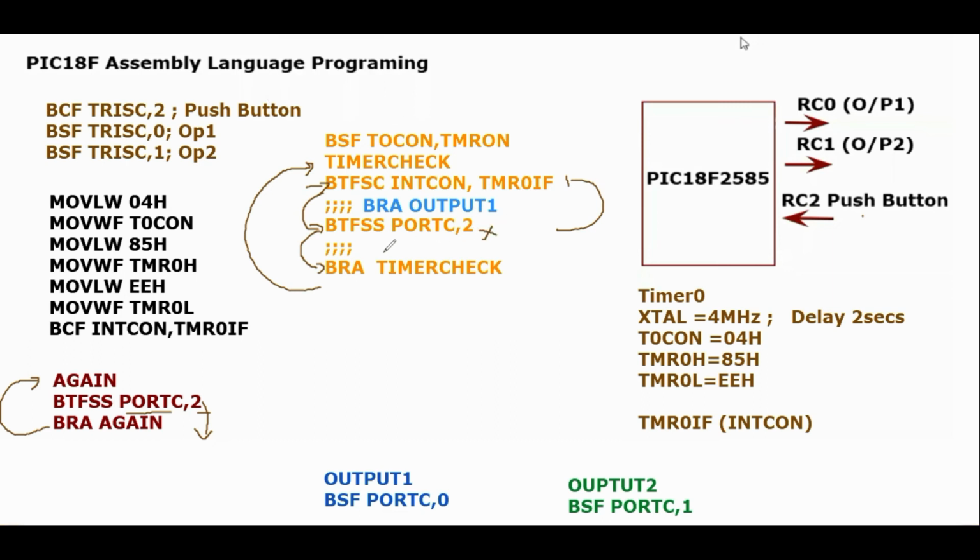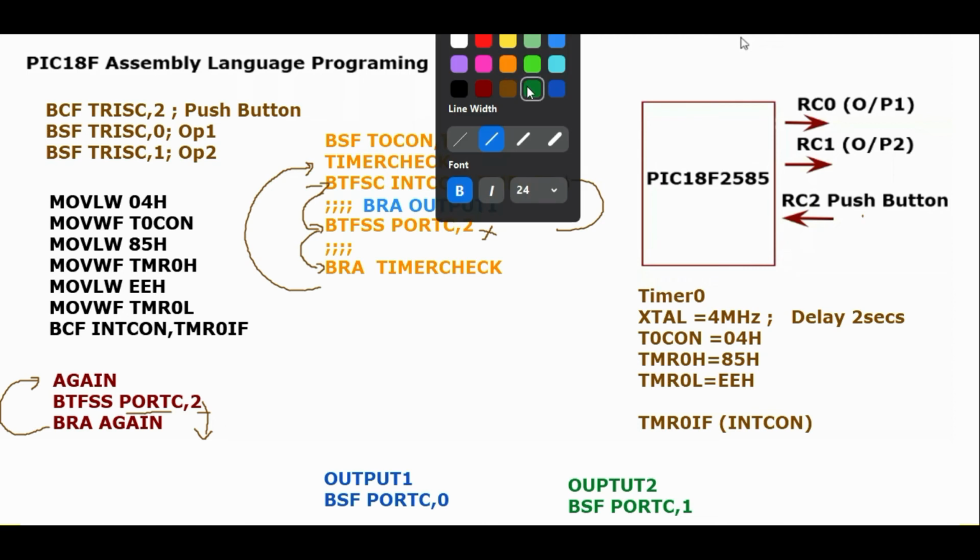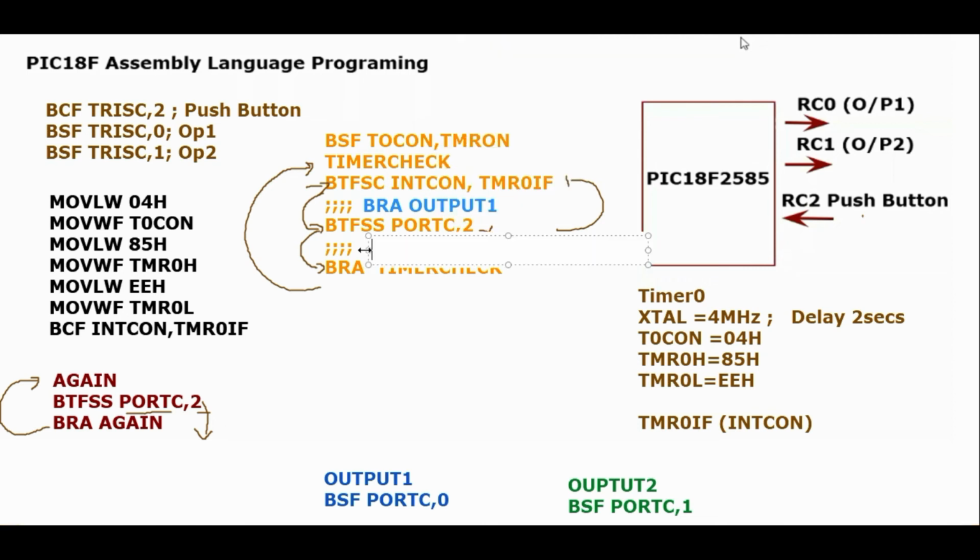So that means the timer was still on, and somehow your push button was released before 2 seconds. That means you're supposed to go to output 2. So at this position I will write branch to output 2, right? So this is how this loop works, right?